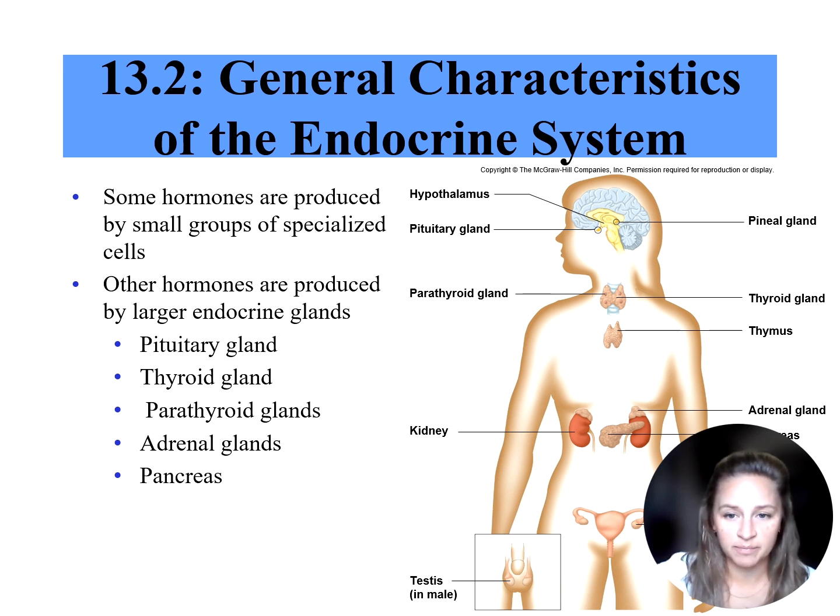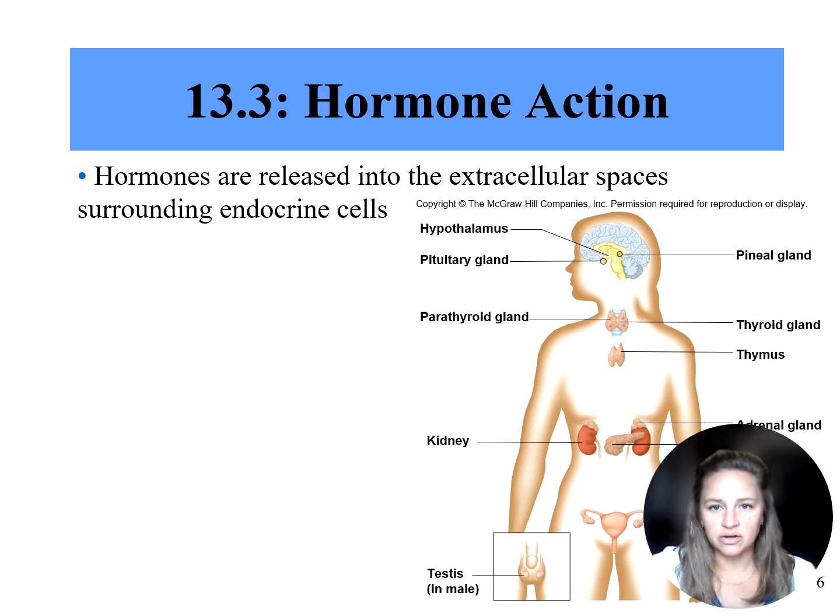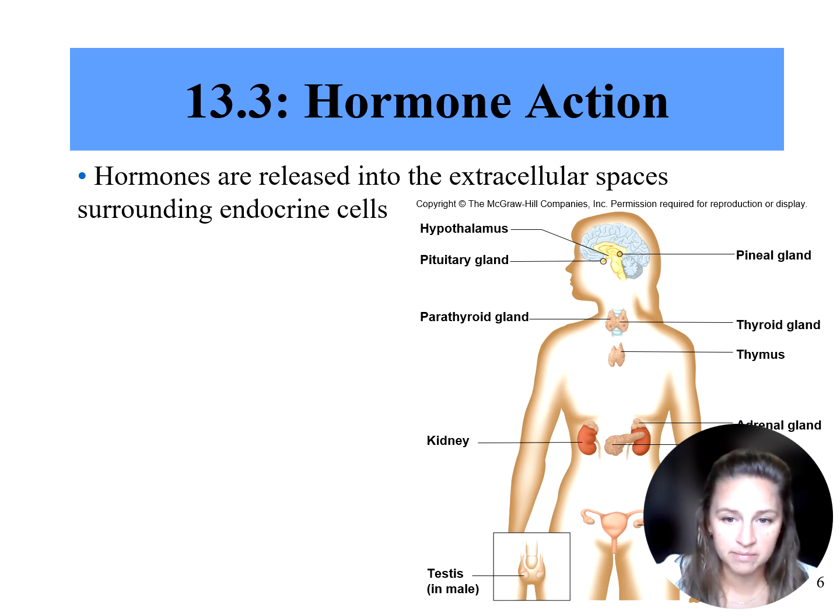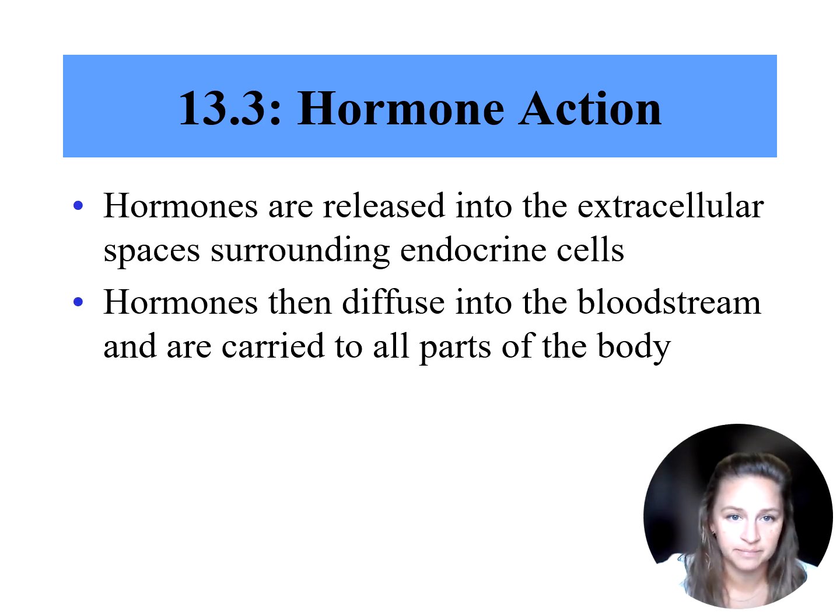Ad means on top of, so adrenal means on top of the kidneys. Renal is kidneys. And then there are the gonads, the sex organs for males and females, testes in males, and ovaries in females. So let's look at some of this. Each of these are releasing hormones into the extracellular spaces, and from there, it goes into the bloodstream and then goes on to target whatever that hormone's specific action is.